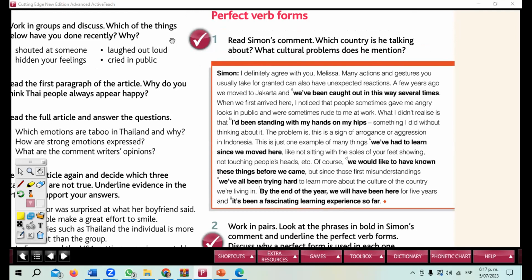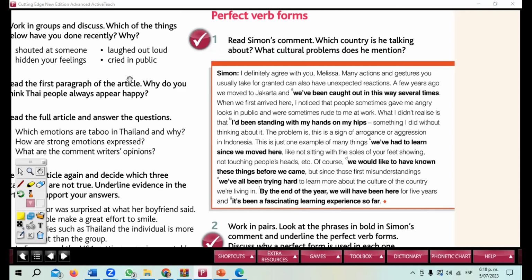Okay, teacher. I definitely agree with you, Melissa. Many actions and gestures. Gestures? Gestures, okay. Gestures you usually take for granted can also have unexpected reactions. A few years ago, we moved to Jakarta, and we've been caught out in this way several times. When we first arrived here, I noticed that people sometimes gave me angry looks in public and were sometimes rude to me at work.